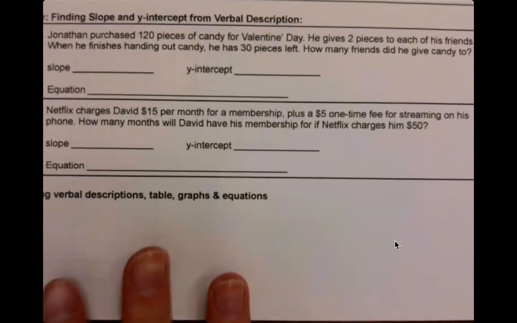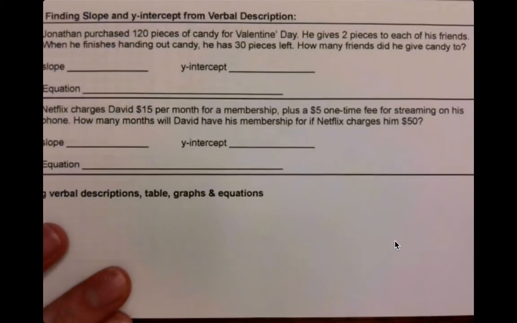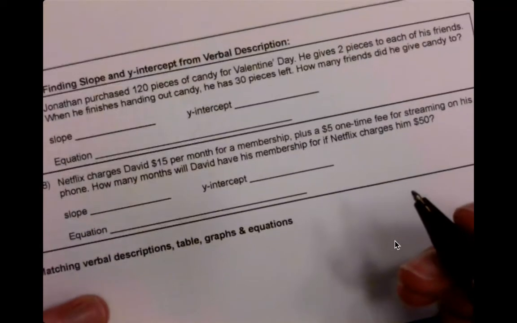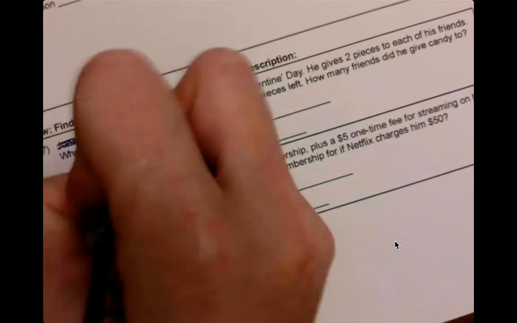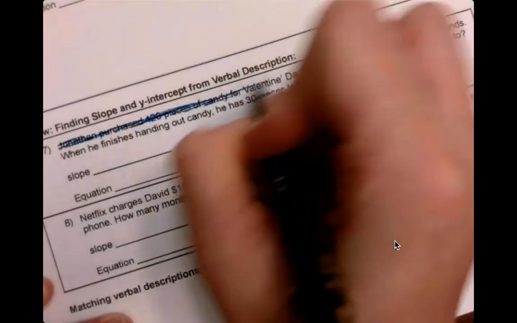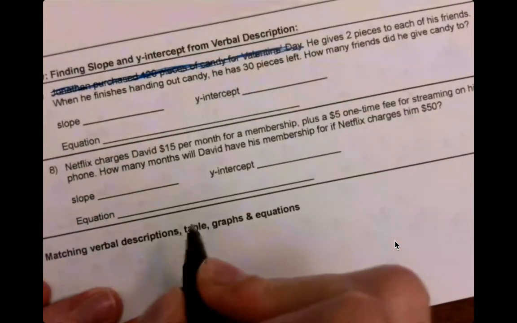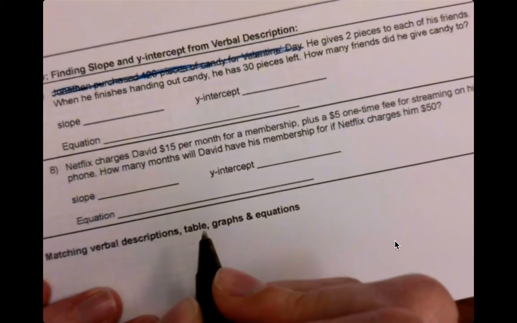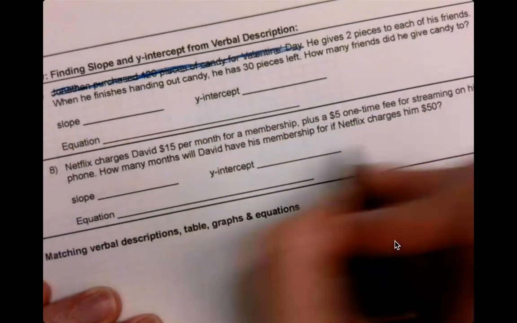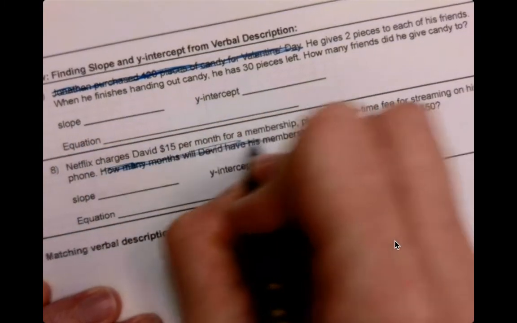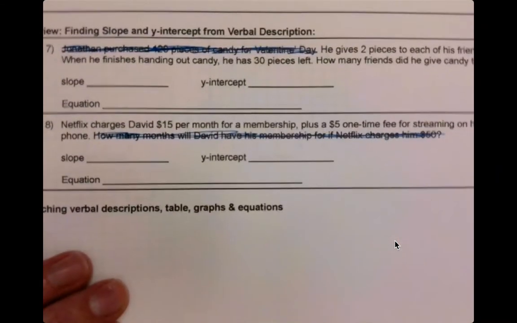Alrighty, so the last piece of this is writing the equation. So what I'm going to have you do is cross out that. Okay, so cross out the first sentence for the number 7 and cross out the last sentence for number 8.